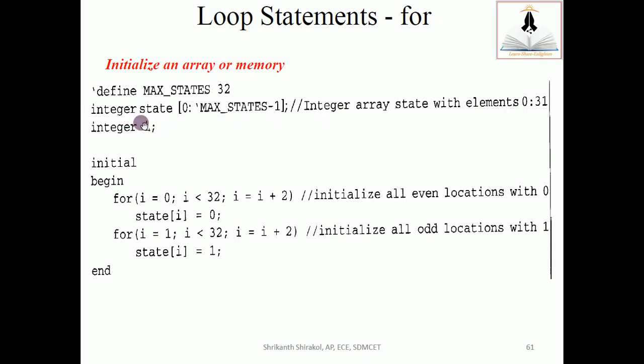This is the meaning of this integer state. Integer I, I have just used it in order to index each of the locations. Initial, begin. I have two for loops. Here what we are doing is we are initializing all even locations with 0 and we are initializing all odd locations with 1. So let me explain how it works out.